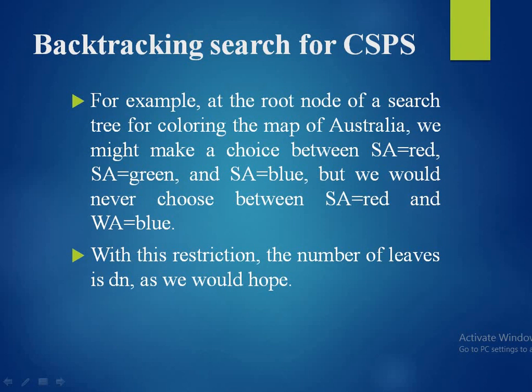For example, at the root node of a search tree for coloring the map of Australia, we might make a choice between SA = red, SA = green and SA = blue. But we would never choose between SA = red and WA = blue. With this restriction, the number of leaves is d^n, as we would hope.